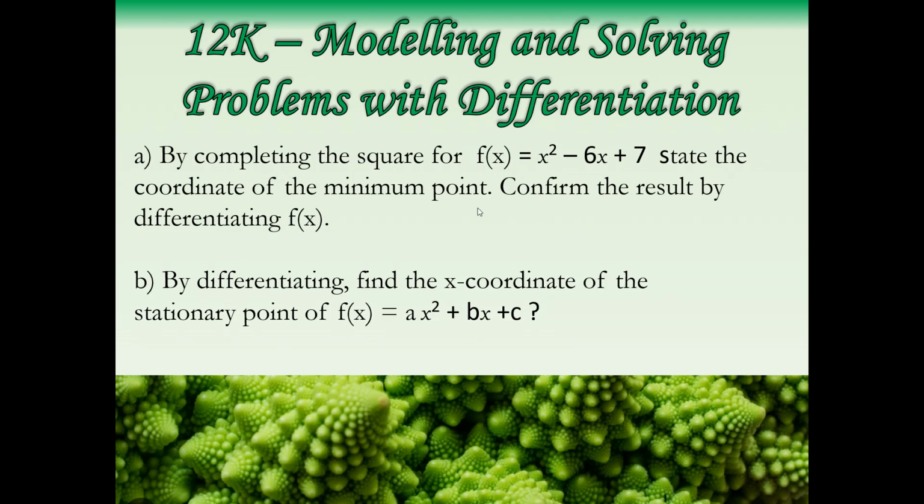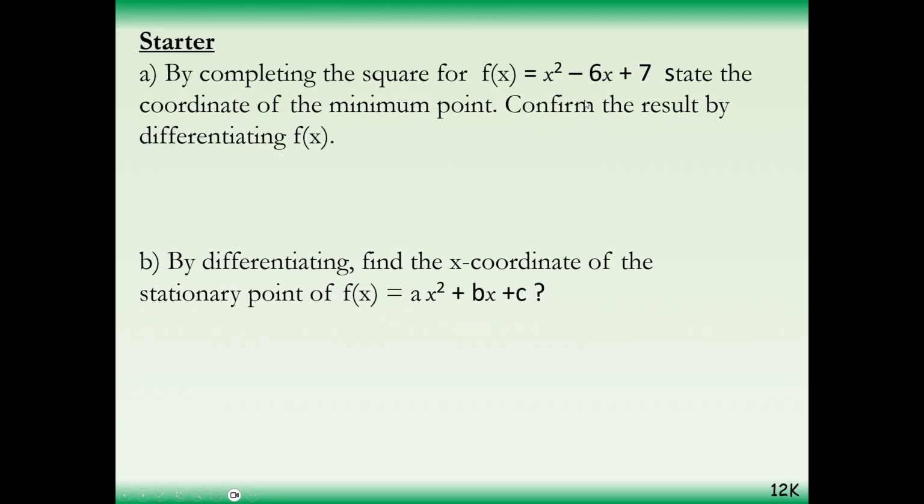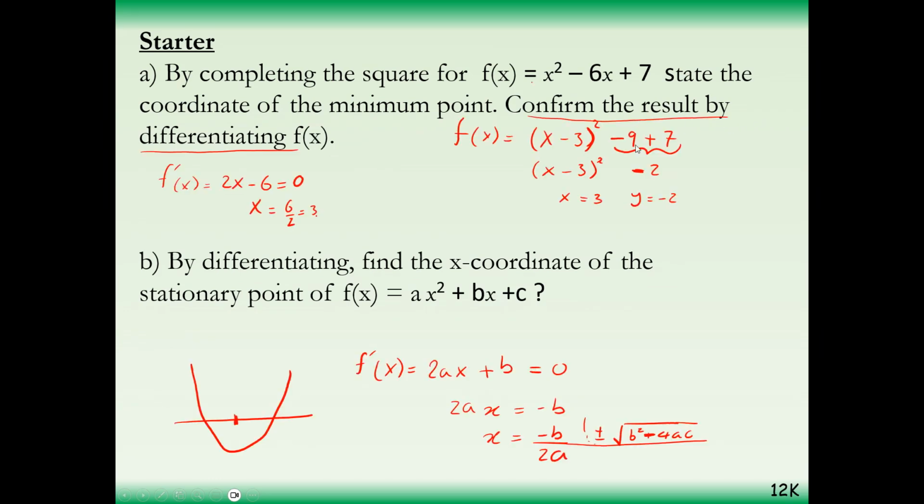Part A is actually asking us to confirm the result by differentiation. So if we complete the square, what do we get inside the square bracket? We'll have x minus 3, and we'll have plus 7 minus 9. Plus 7 minus 9 is minus 2. So this is the answer to complete the square. The turning point is at x equals 3 and y equals minus 2.